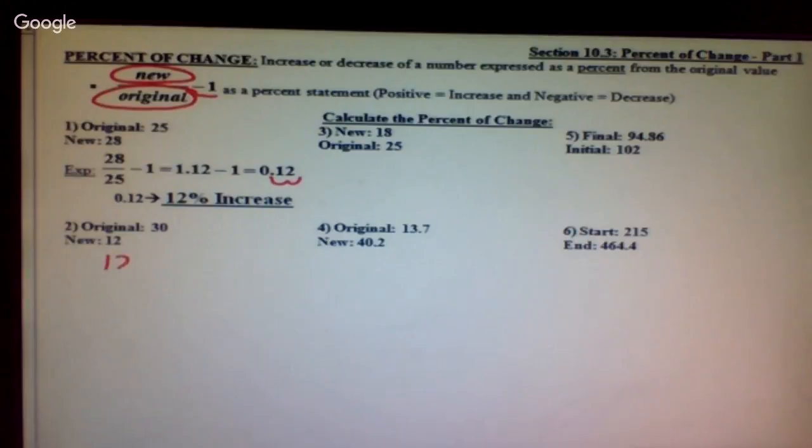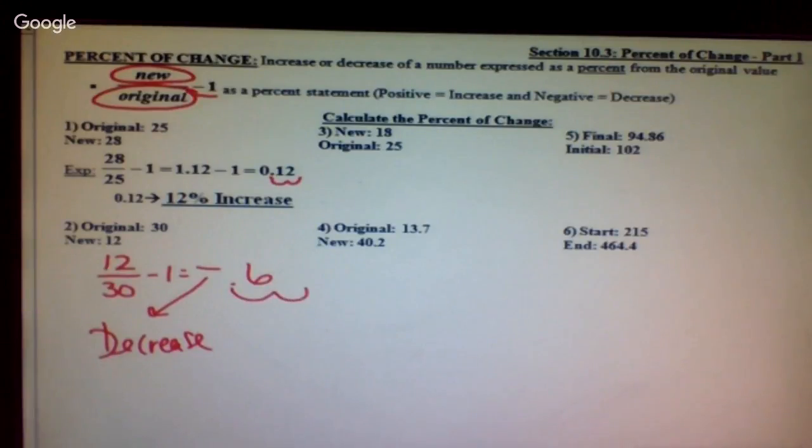So you take your new value, 12. We divide it by your old value, which is 30, and we subtract off 1. Negative 0.6. So this negative tells you that this is a decrease. 0.6 written as a percentage, you move that decimal 2 spaces to the right. When you have an opening, you fill it in with a 0. So this is a 60% decrease. The price has gone down by 60%.